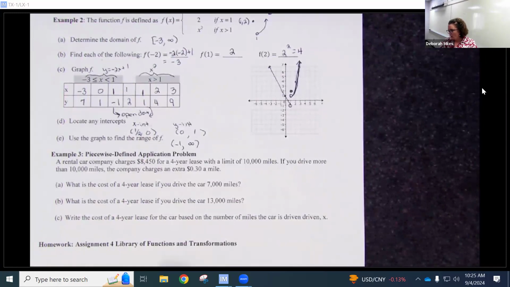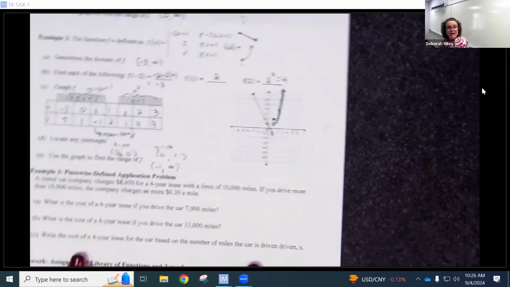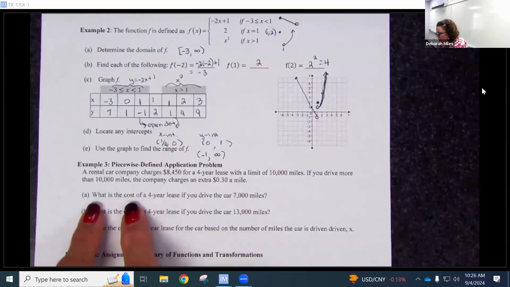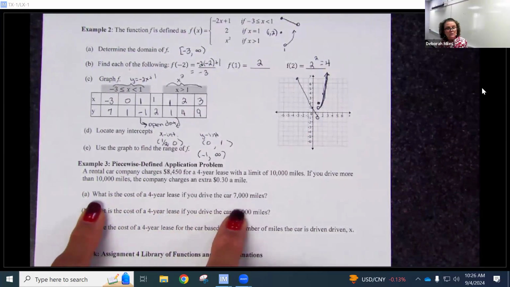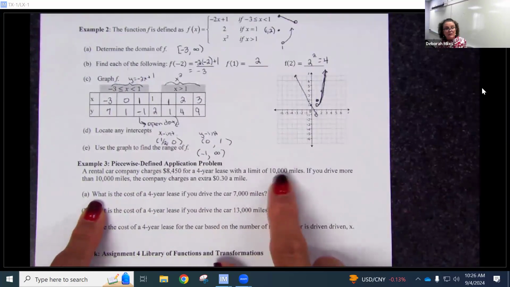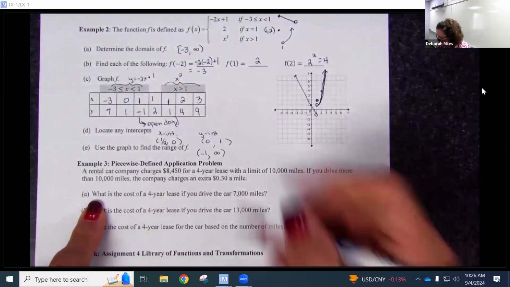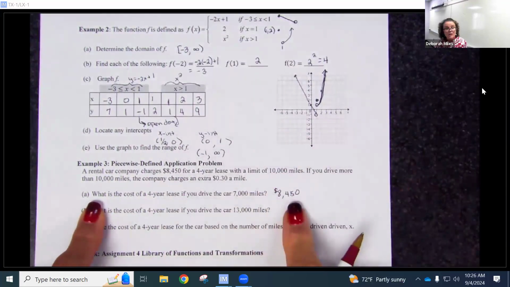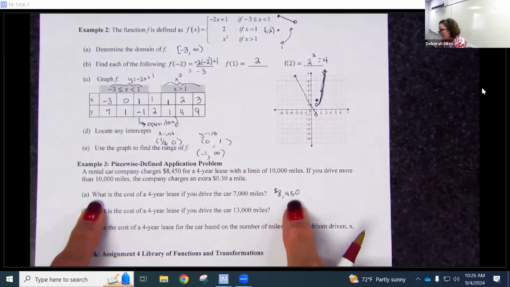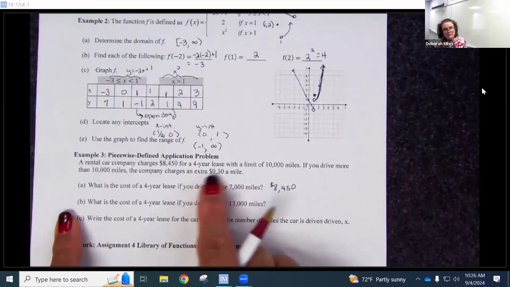So if we write that, let's do the A and the B part, and then we'll figure out how to write that as a piecewise function. The cost of a 4-year lease if you drive the car 7,000 miles. Well, if you drive less than 10,000 miles, you don't have to pay this extra fee. You just have to pay the $8,450. But if you drive 13,000 miles, you are going to have to pay this fee.